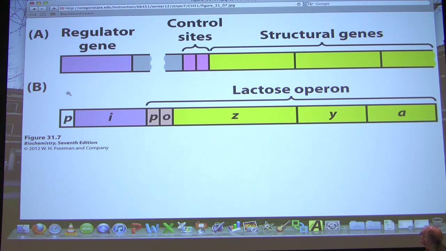You'll notice that there are control sites, and the control sites are actually enlarged a little bit, so we can see down here. We see P and O, and your book is using that to stand for promoter and operator, although I tend to say that the operator is really part of the promoter. Okay. So promoter and operator. The operator is that region where the Lac Repressor binds.